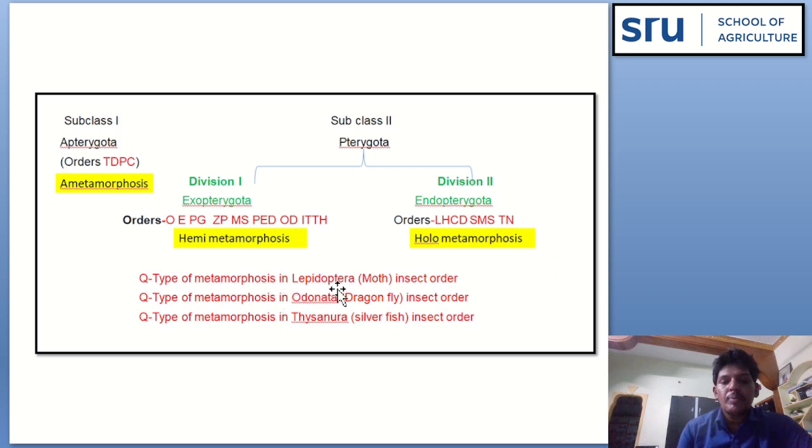So, type of metamorphosis in Lepidoptera. Lepidoptera is here. Therefore, in Lepidoptera, complete metamorphosis is there. Type of metamorphosis in Odonata, O is here. So in Odonata, hemimetamorphosis is there. Type of metamorphosis in Thysanura. In Thysanura, ametamorphosis is there.